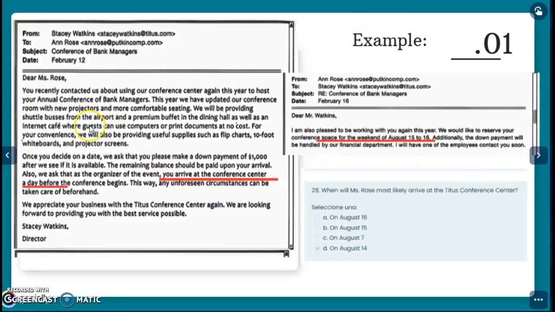We have here two texts that are on the TOEIC. For example, we have the question here: when did Miss Rose most likely arrive at the TIRS conference center? We know that the conference is going to take place on the 15th and 16th. But the paragraph before says that you have to arrive at the conference center one day before. So we have to interpret or deduce this information and conclude that she is going to arrive on August 14.